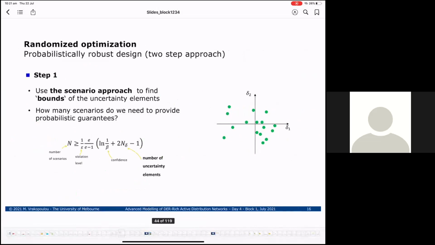The second method that I'm discussing here is the probabilistically robust design, and it has 2 steps.